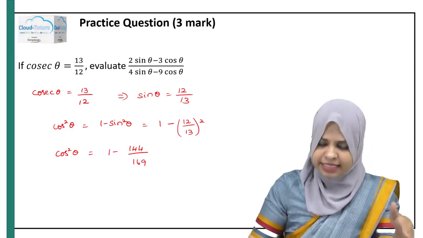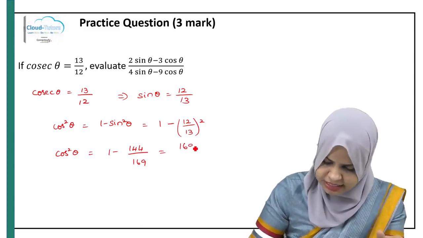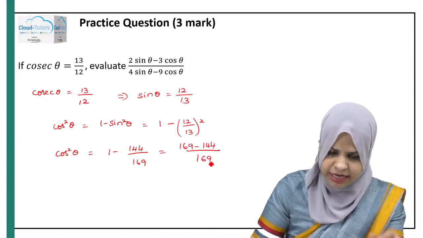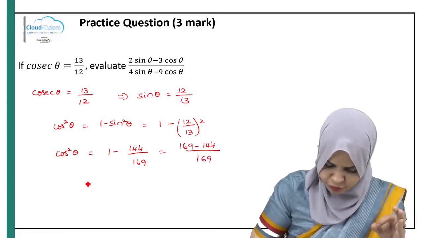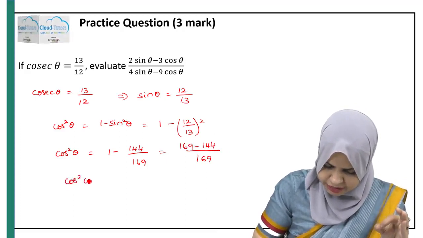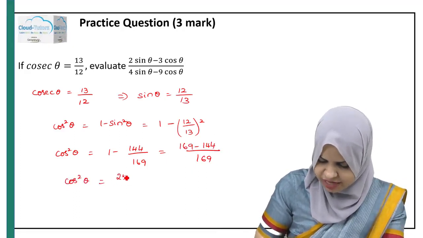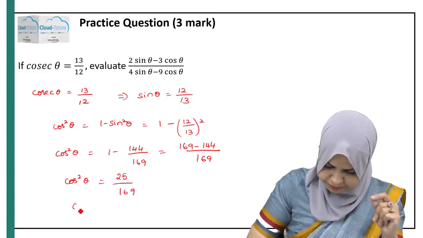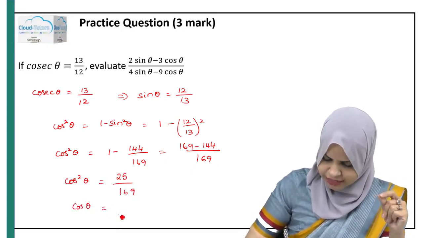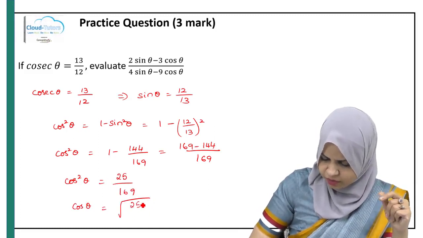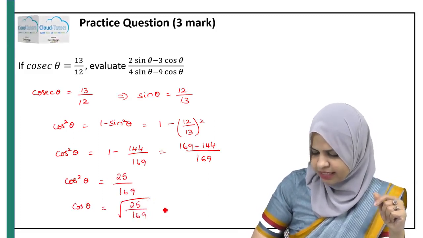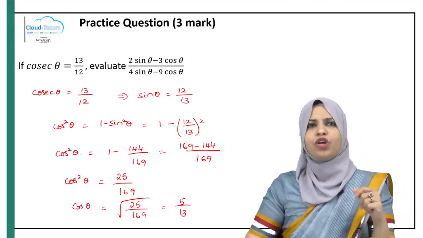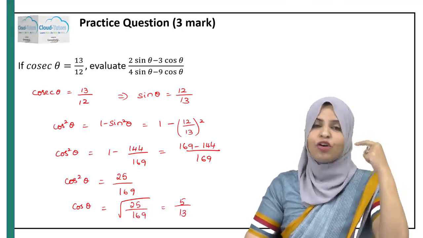169. Take LCM. LCM would be 169 minus 144 by 169. And what is 169 minus 144? Cos square theta would be equal to 25 by 169. So what is cos theta? Cos theta would be square root of 25 by 169, and that is nothing but 5 by 13. Now we know the value of sin theta, we know the value of cos theta.